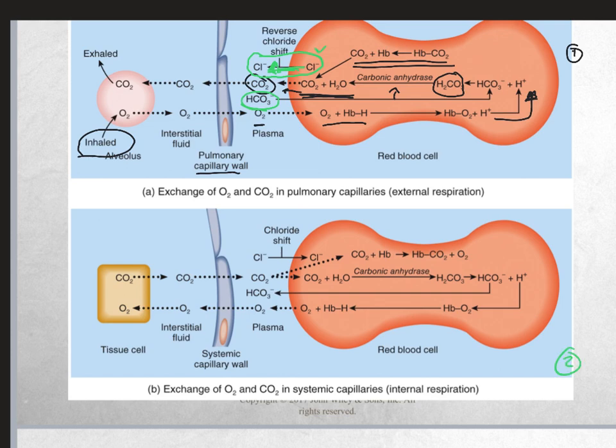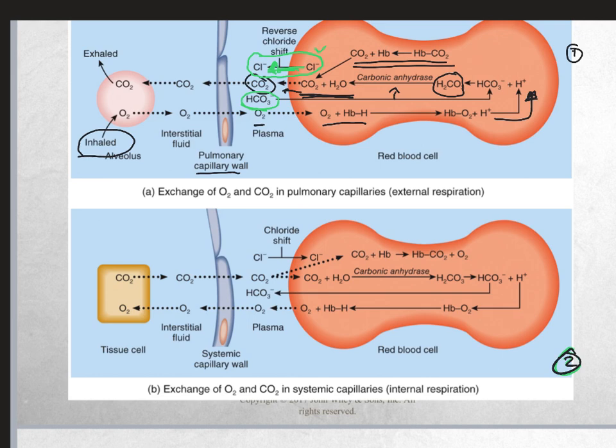Now, if we look at a systemic capillary wall, we're down here now. Let's go back to black. We're looking at this lower picture, and let's see what's happening. We have an idea of what's exchanging: exchange of oxygen and CO2. This is systemic capillaries. This is internal respiration. So what we want to do is unload oxygen and load up CO2, and that's exactly what happens.